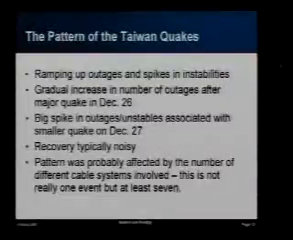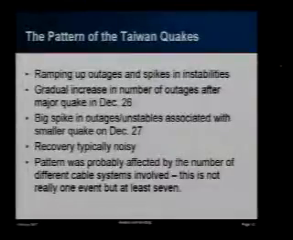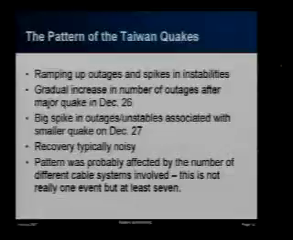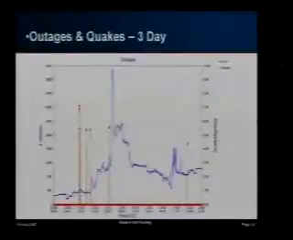There's a gradual increase in the number of outages, but significantly after the major quake on the 26th. There's a big spike on the 27th, which is an hour after one of the aftershocks, which is sort of interesting. The recovery is incredibly noisy and continues. And the pattern was probably affected by the number of different cable systems. So we were tempted, and I think it's the simplistic thing, to think of this as an event. But much like the Katrina situation, it's more a compound series of events.